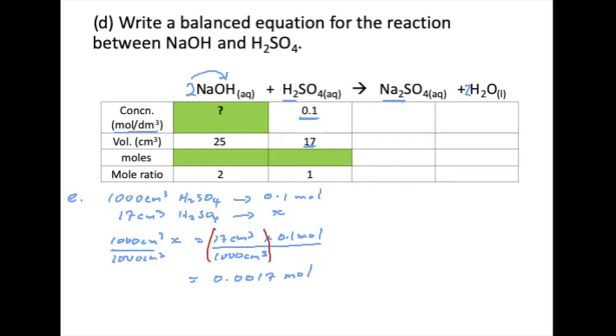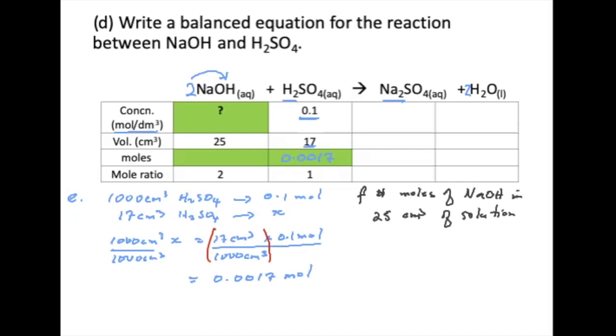So now that we've found that, we're going to write it in. So we'll write it here, 0.0017 moles. So we've done that. So part F now is going to ask us to calculate the number of moles of NaOH in the 25 cm cube of solution used.